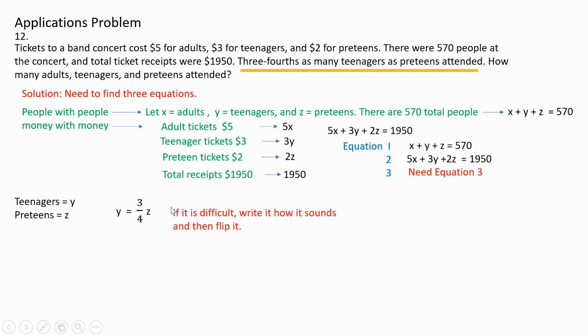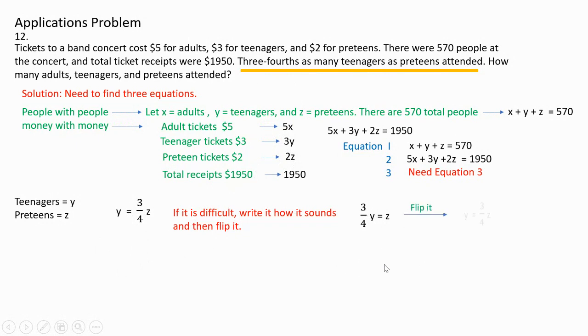Here's why I tell my students to do it. If it is difficult, write it how it sounds and then flip it. Maybe the word flip it is not the right word to use, but in this PowerPoint that's what I use. Let me show you what I mean. So 3/4 teenagers, teenagers is Y, equals preteens, which is Z. And then this is what I call you flip it.